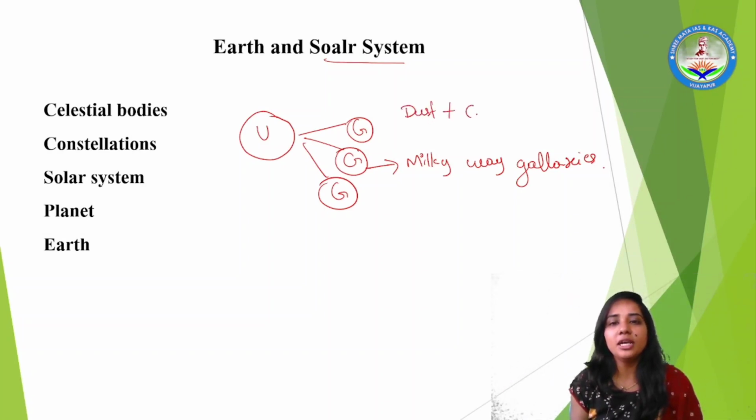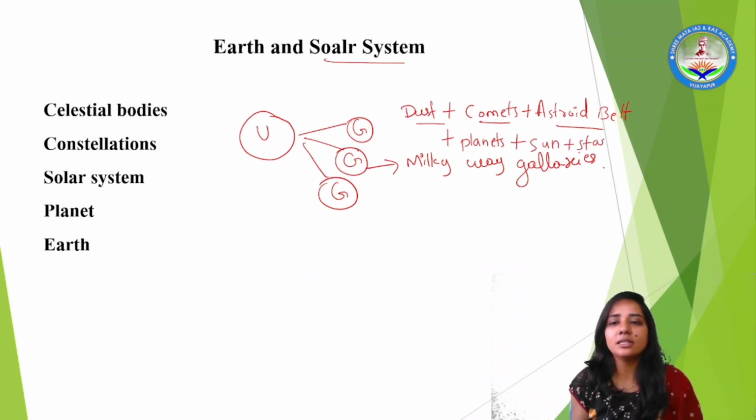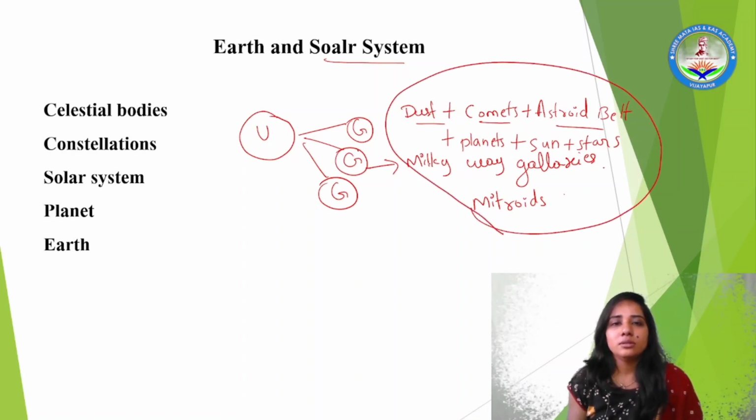Dust particles, and what else is there? Comets are there. Along with comets, what else? The asteroid belt is present. Along with that, any other things, students, do come up with me. Let's see. So dust particles, comets, asteroid belt, and along with that various planets are present in our galaxy. Along with that, the sun is there, plus stars are there. Next, meteoroids are present, right? So such a galaxy, which has all this present, is the Milky Way galaxy, which we are part of.